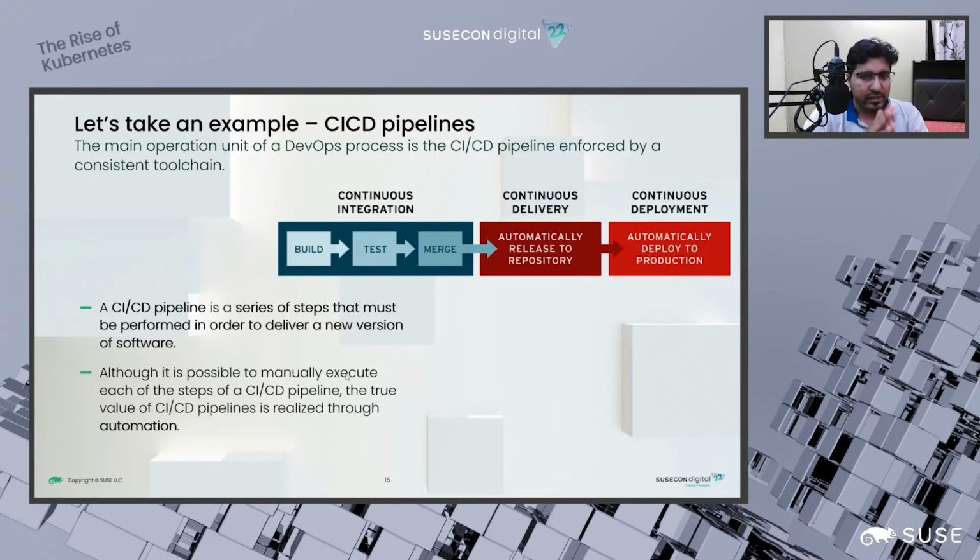So for example, here our main focus will be CI/CD pipelines. So a CI/CD pipeline is continuous integration, continuous delivery, or continuous deployment, right? So it's a series of steps that must be performed in order to deliver a new version of software. Although it is possible to manually execute each of the steps, it is better if we leverage automation and do this as a cohesive unit. So basically, from my source code to my deployment, I can have a pipeline which does it via automation, a CI/CD pipeline.